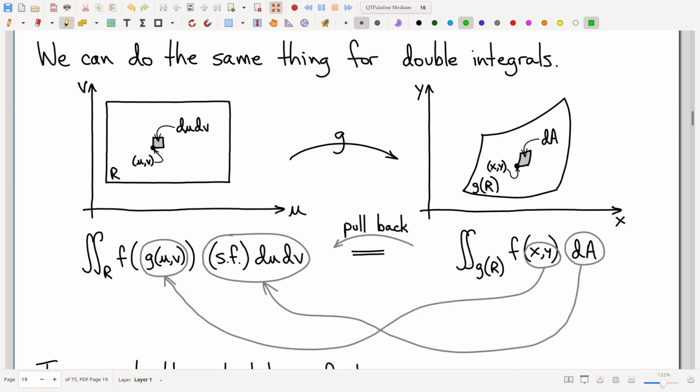What does that stand for? Is that some function? No, it's going to be the stretching factor.